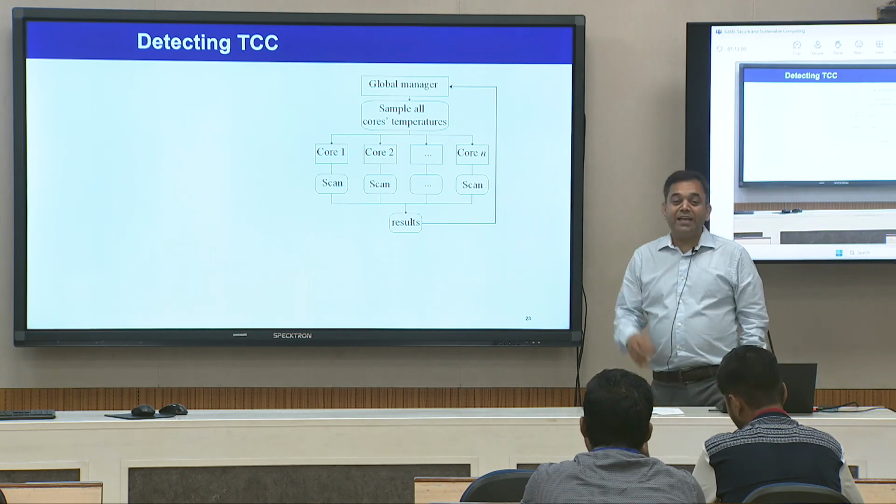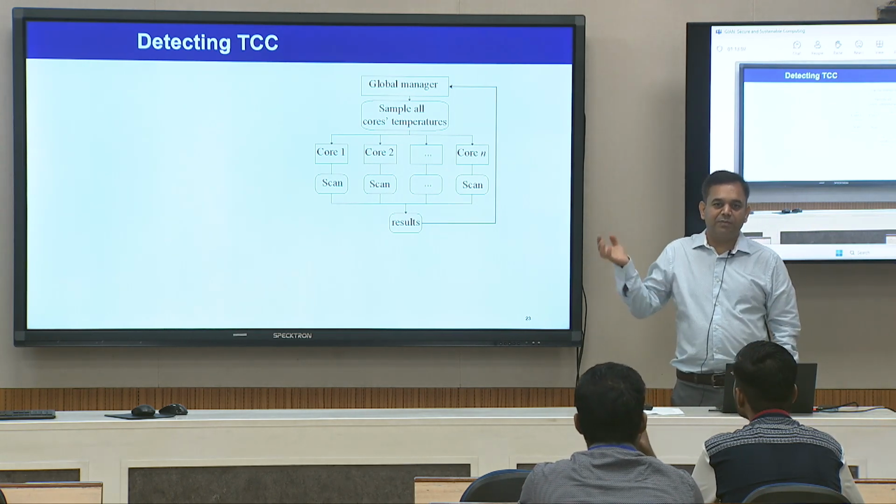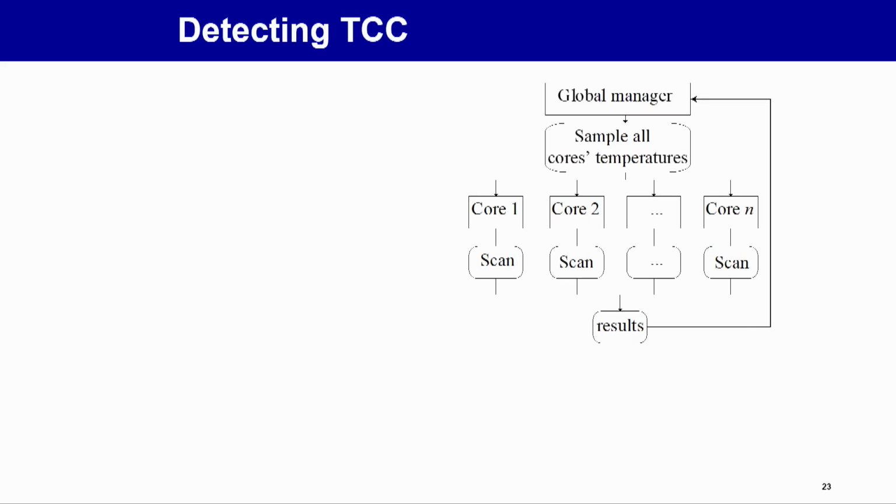Okay, so now how can we detect that? If something like that happened and you want to stop it, the first thing you have to do is detect it, right?